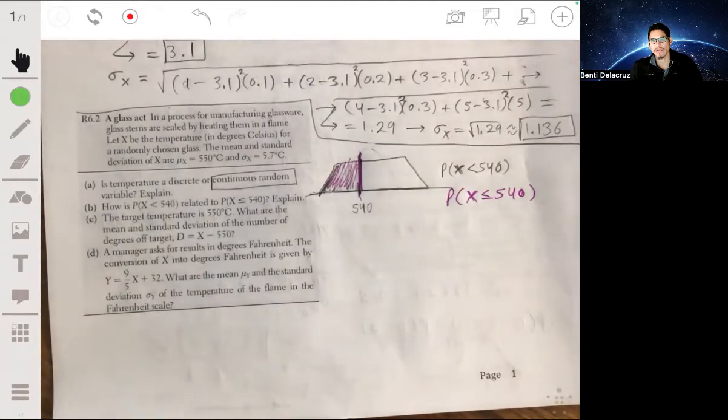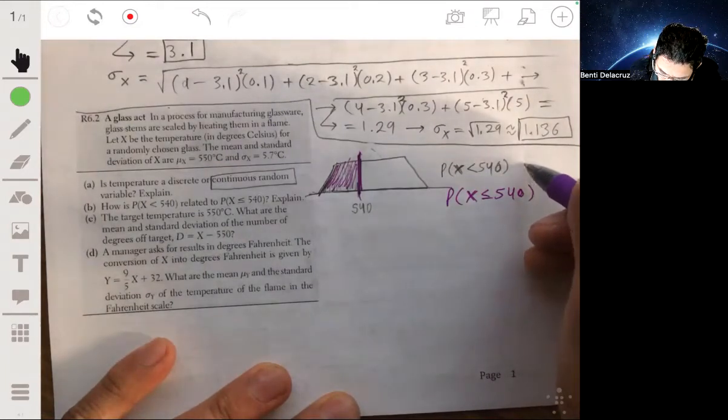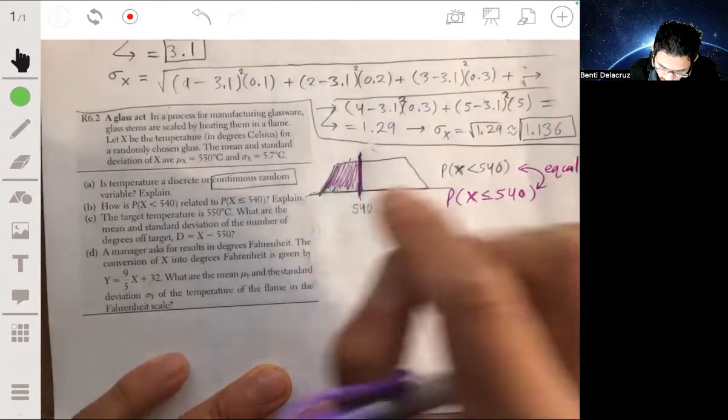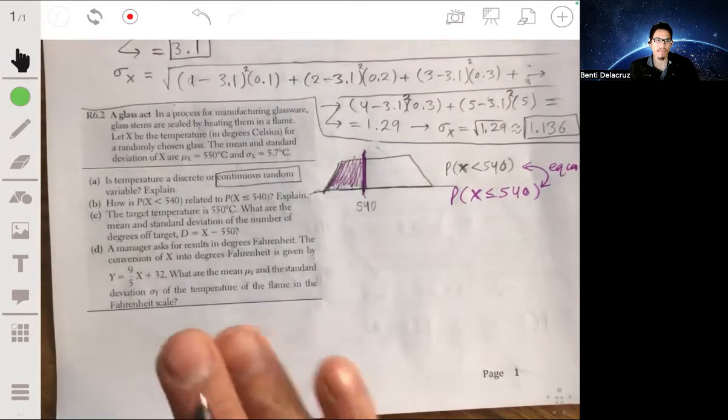It's kind of an abstract concept. A line doesn't have any width or any area. It just represents a boundary. So they would be equal. We'd say equal. And that's only because they're continuous random variables. If they were discrete, it would be a different story.